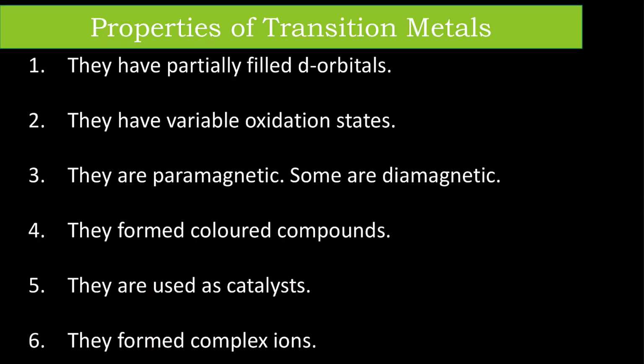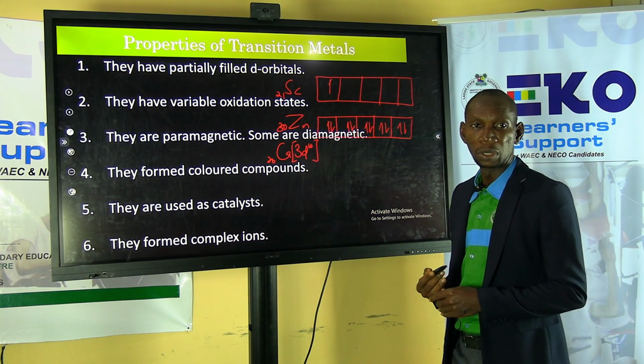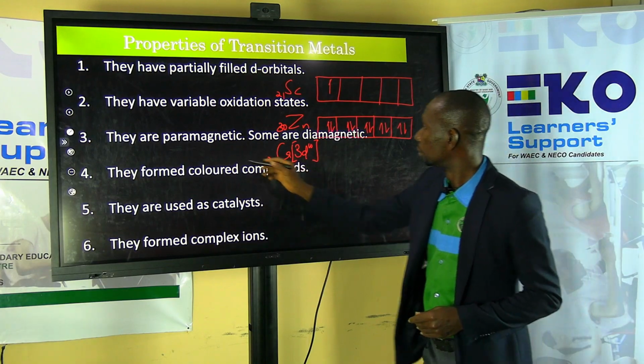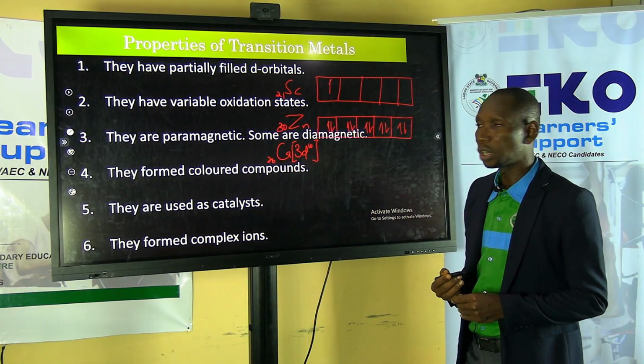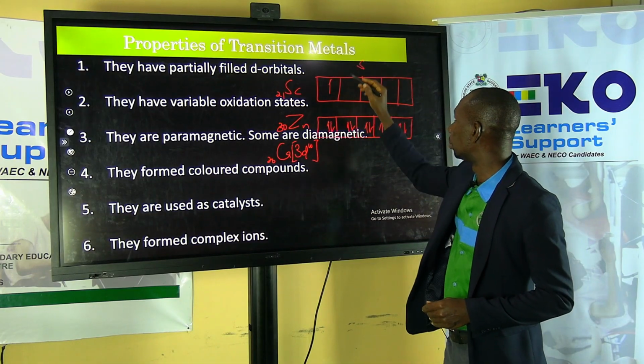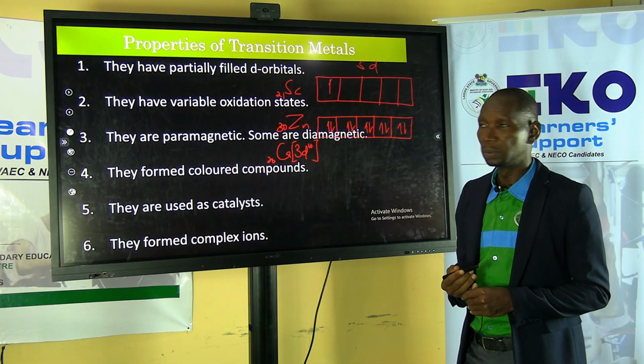Two, they have variable oxidation state. Like I said earlier, iron, for example, can be +2, it can be +3. The reason for having variable oxidation state is that the transition metals can either use the s orbital or the d orbital in forming bonds.